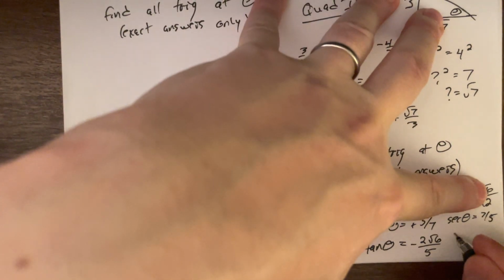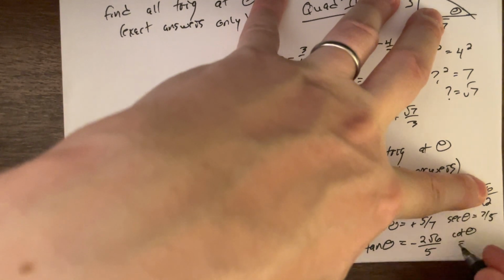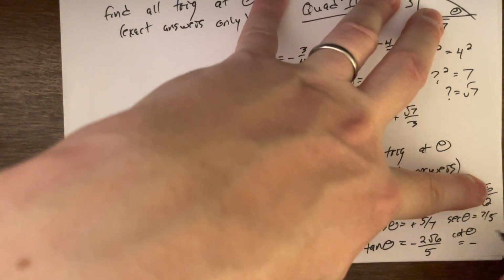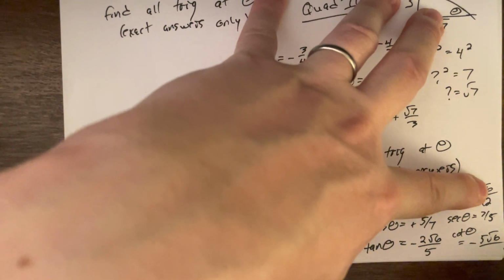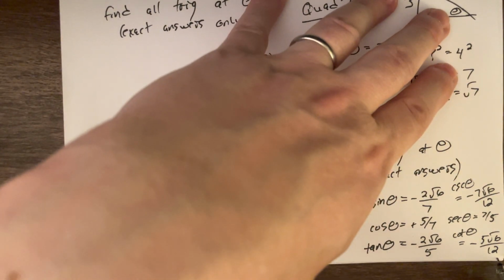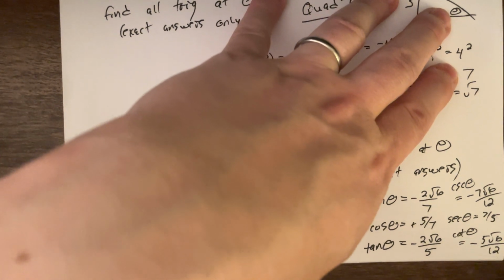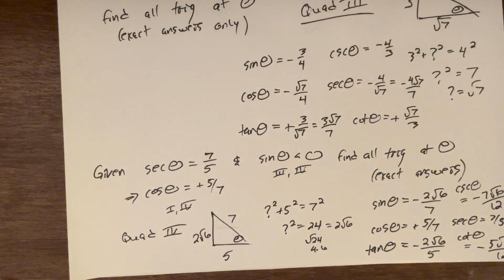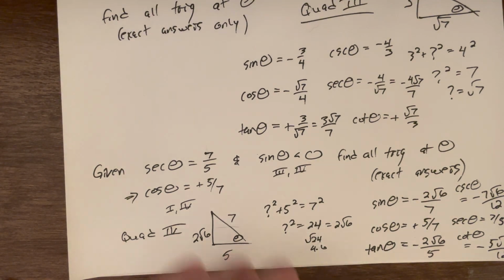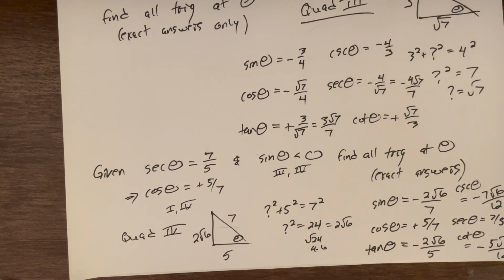And then similar here for cotangent. Flip, still negative. 5 over 2 radical 6, top and bottom by radical 6. And same thing, in the bottom, 2 times radical 6 times radical 6 is 2 times 6. So there's your 12. Okay, a lot of work. Very good so far. Still have several things to consider, but we'll start getting into those in part 2 of this video.